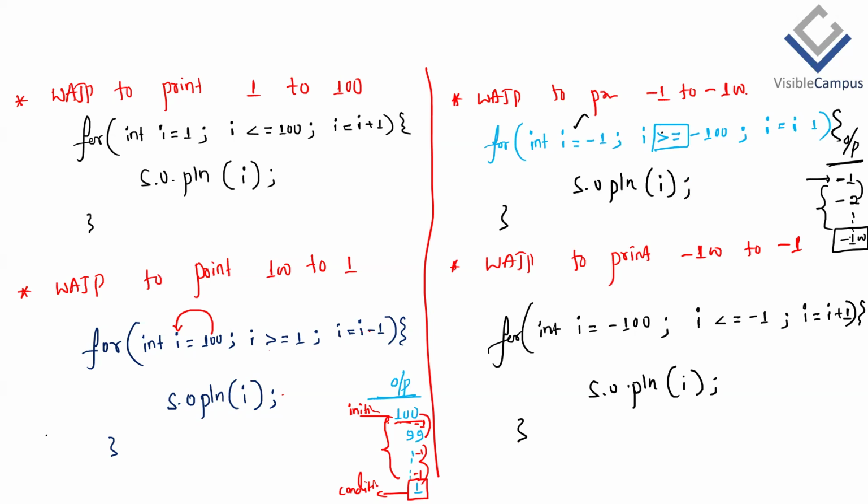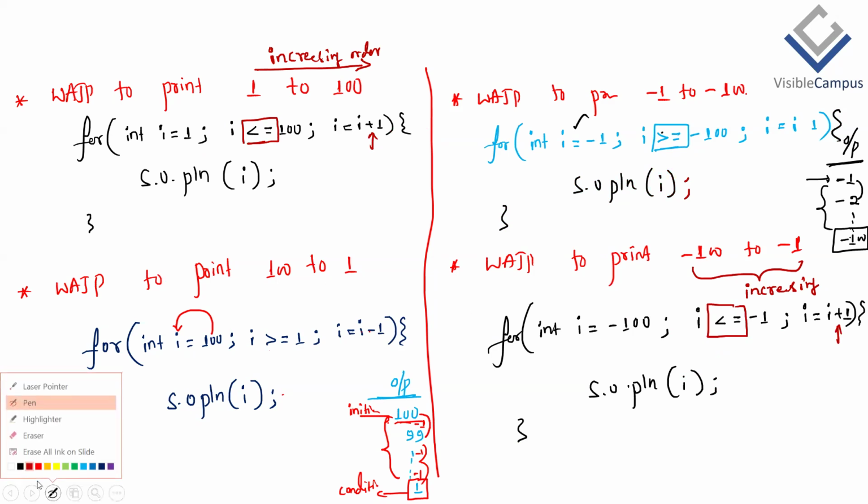Now if you just observe here, there is a conclusion. 1 to 100, which order? Increasing order. Then -100 to -1, increasing or decreasing order? It is also increasing order. Then what is the condition here? Less than or equal to. And here also. And here, is it increment or decrement? Here also, that's the pattern.